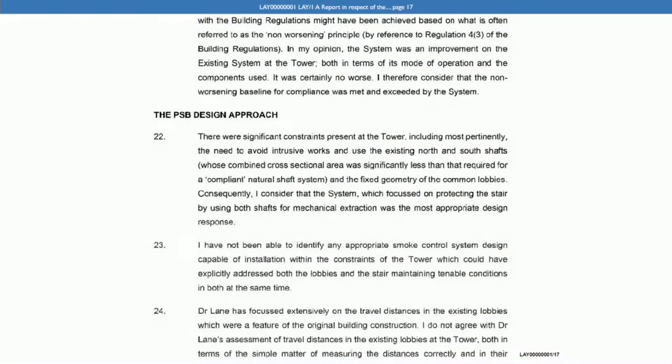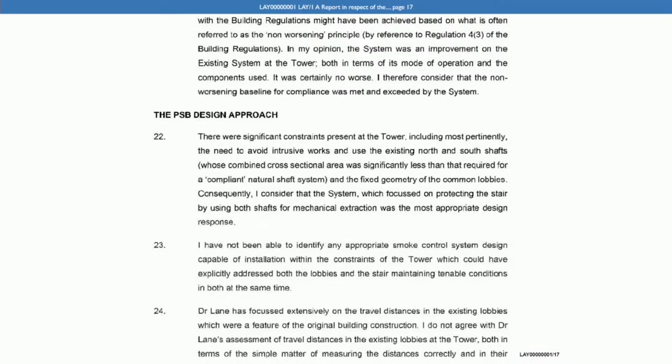Now, just in terms of your conclusions, if we look at paragraph 22 of your report on page 17, this is your conclusions about the design of the system. You say at paragraph 22 that there were significant constraints at the tower. And then in the last three lines, you say, consequently, I consider that the system which focused on protecting the stair by using both shafts for mechanical extraction was the most appropriate design response. Does that remain your evidence? I've not seen anything to change that, no. And you say at paragraph 23, I've not been able to identify any appropriate smoke control system design capable of installation within the constraints of the tower, which could have explicitly addressed both the lobbies and the stair, maintaining tenable conditions in both at the same time. Again, does that remain your evidence? Yes, it does. Thank you.